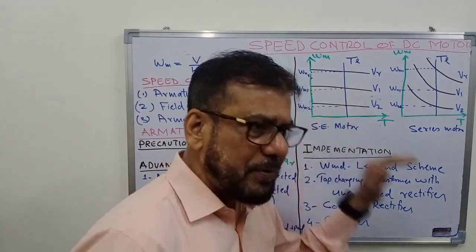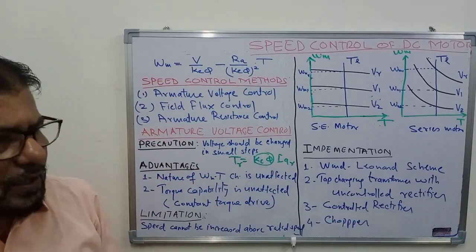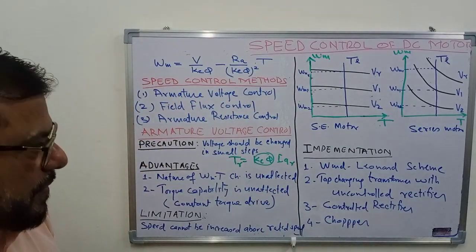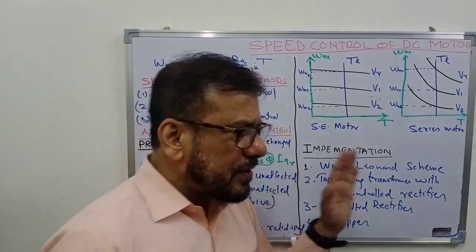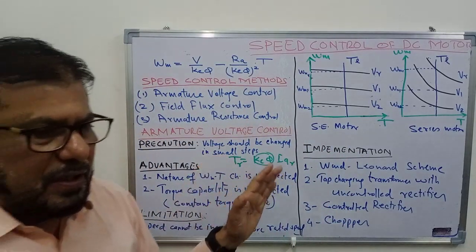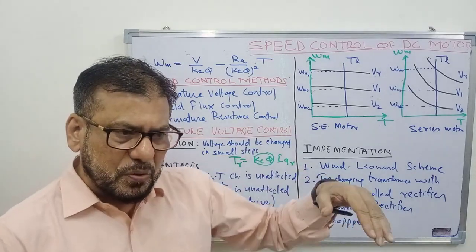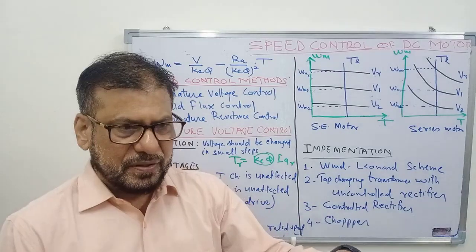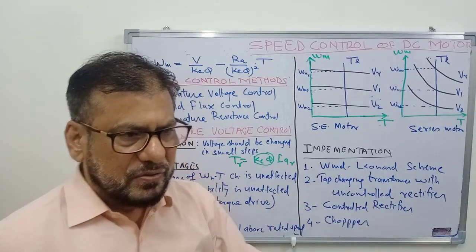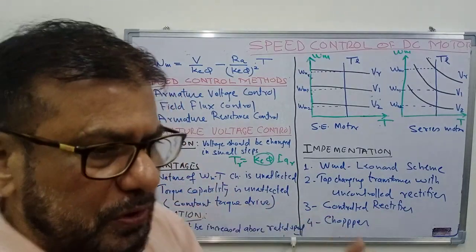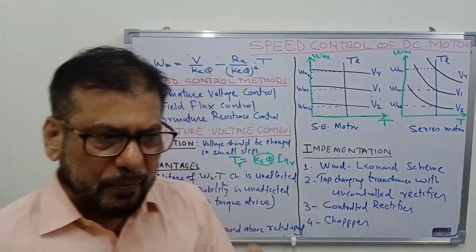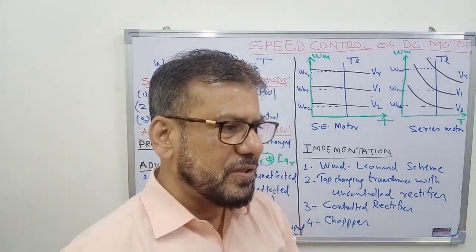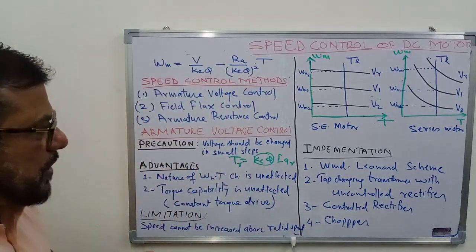Now, how to implement this method? What are the ways you can implement the armature voltage control? Because here you must remember that you have to control the voltage at a high current across the armature. The armature draws a high current. So you have to have a variable voltage supply that is capable of operating at high current also. A high powered system is required there.